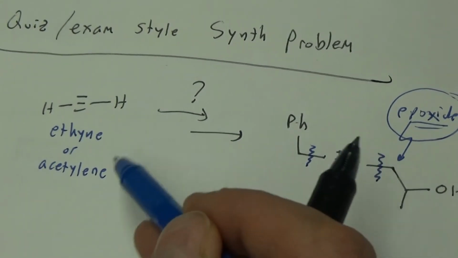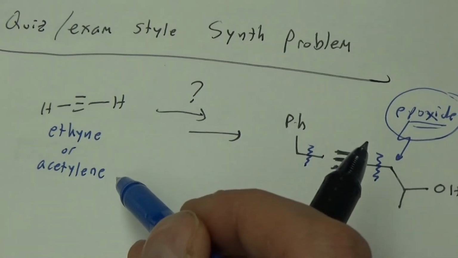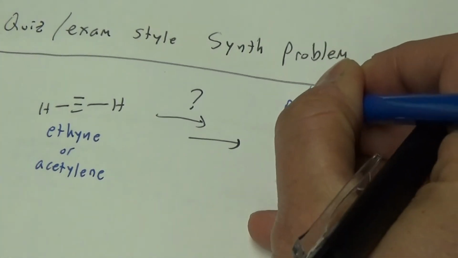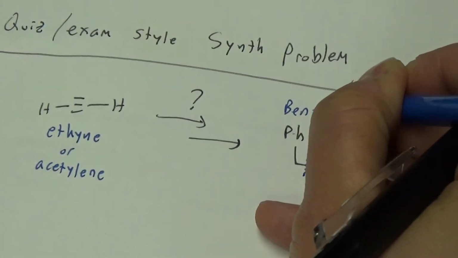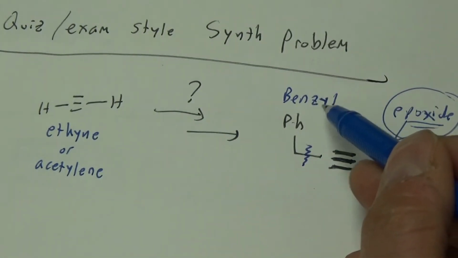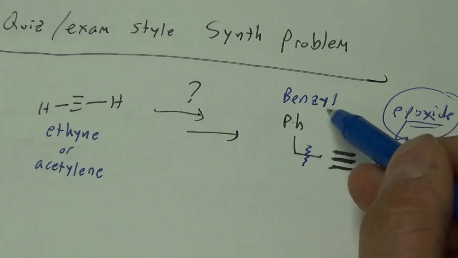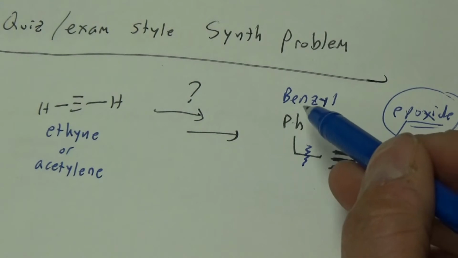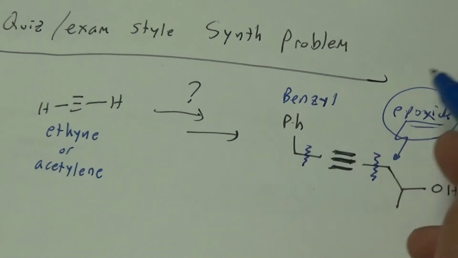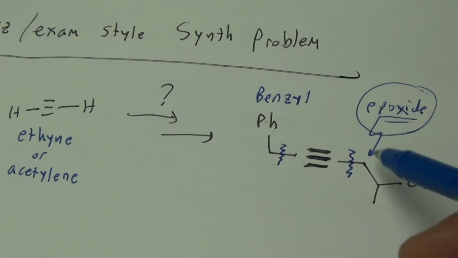Should I first attach the benzyl group, the benzene CH2? What did I say, benzyl? You might not know that word, or maybe you do. Benzyl, B-E-N-Z-Y-L. The definition of benzyl is not just the benzene, it's the benzene and the CH2. So you can Google it or search Wikipedia. Okay, so should we attach the benzyl first or attach the alcohol piece from the epoxide?